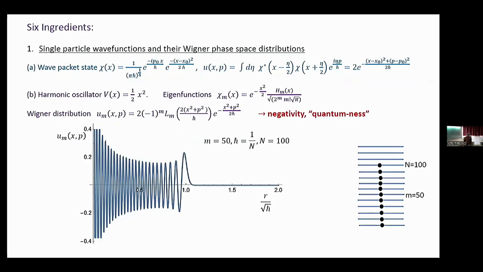So here are examples: for wave packet states like this, the Wigner phase space distribution is also a wave packet, but now in phase space. And similarly, if you take the Hermite functions, which are the eigenfunctions of the harmonic oscillator potential, then the Wigner distribution is given by some Laguerre function, and they are a function of x squared plus p squared.